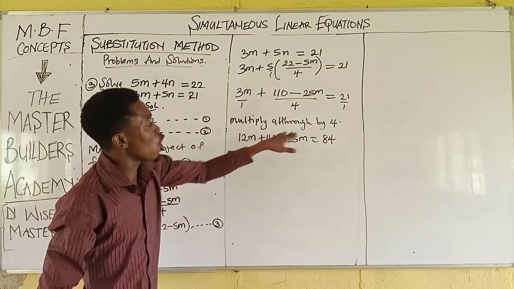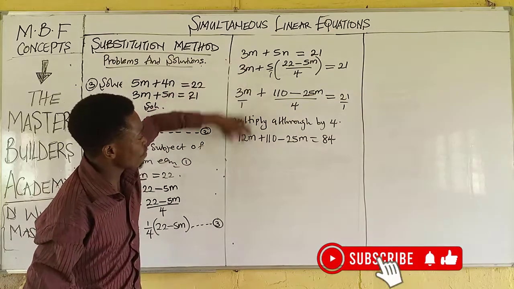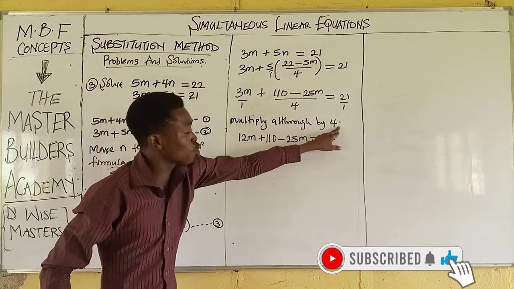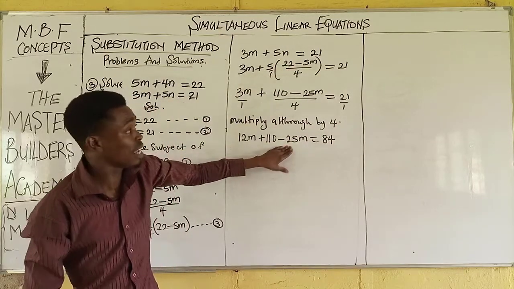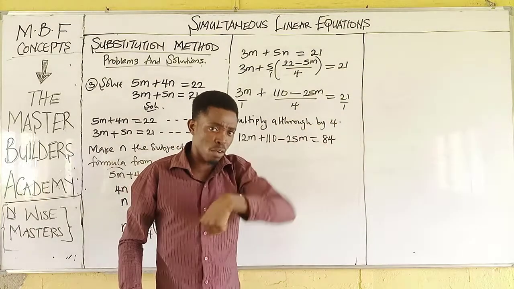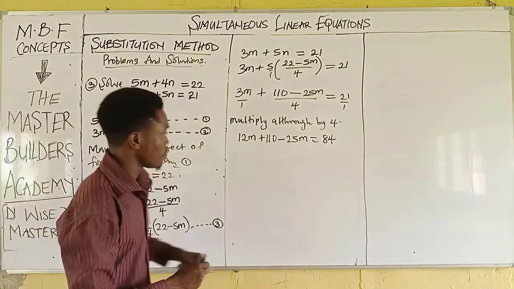Yes. Multiply all through by 4. So you multiply each term by 4. When I multiply this by 4, I have 12n. When I multiply this whole fraction by 4, this 4 cancels out this 4. So what I have left is just the numerator, and that's exactly what we have there. Then you also multiply the right hand side by 4. And when we multiply 21 by 4, guys, we have 84. Hope this is taken.